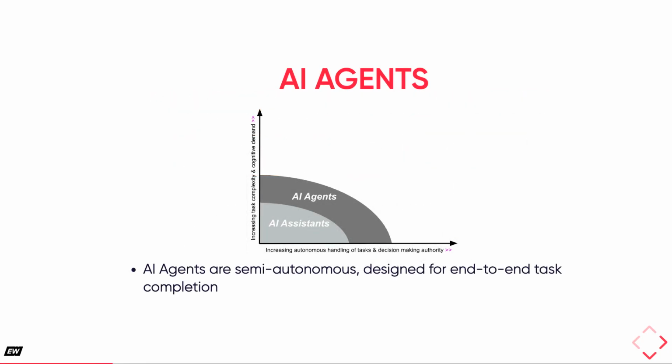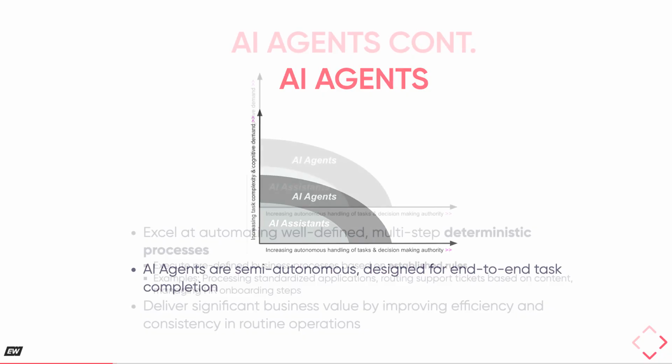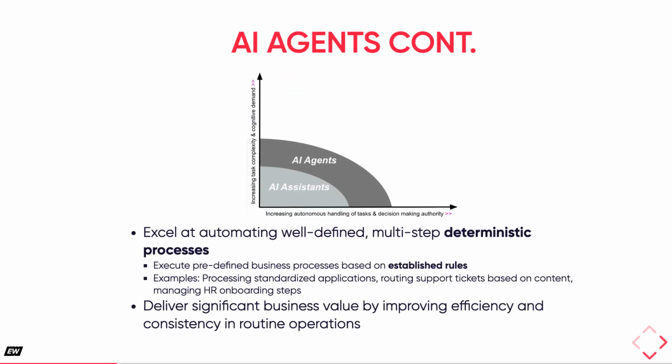Moving up in autonomy and complexity, we have AI agents. These EverWorkers are semi-autonomous systems designed for end-to-end completion of specific multi-step tasks. Their strength lies in automating well-defined, deterministic processes, the kind of work that follows clear rules. AI agents don't just follow steps. They autonomously execute predefined business tasks based on those established rules.